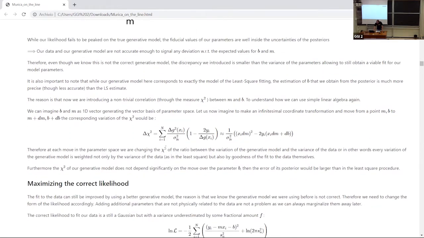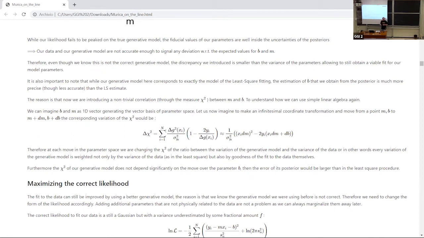But there is another thing that we can learn, and you can imagine this in another way. Imagine you know how much you are moving on the chi square and how much you are moving on one of the two values. You can get the variation of the other value by basically doing the differences, no? So this means that any variation of one parameter is weighted on the other by the chi square.